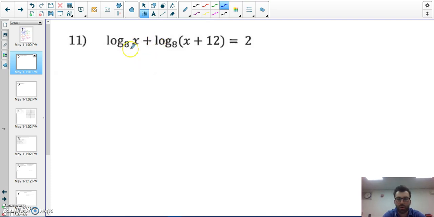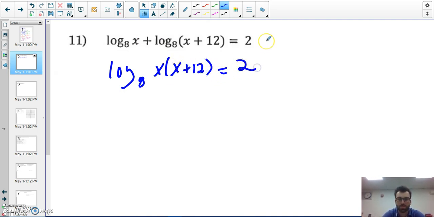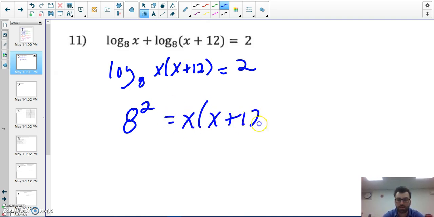So the first thing I want to do is condense this, because I can't solve a logarithmic equation if it is not condensed. So I'm going to condense this here. I have the log base 8 of x, addition means multiplication, times x plus 12 equals 2. Now that I condensed my equation, I want to switch it into exponential form. My base stays 8. 8 to what power? Oh, the second power equals x times x plus 12.